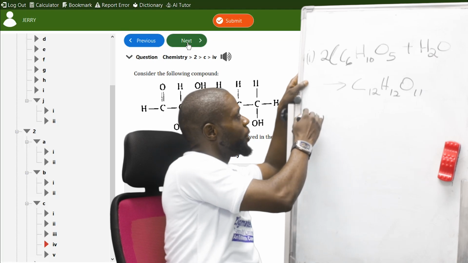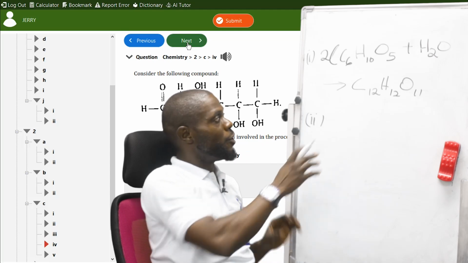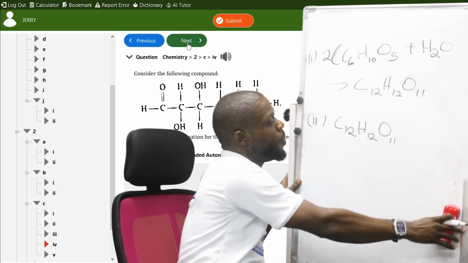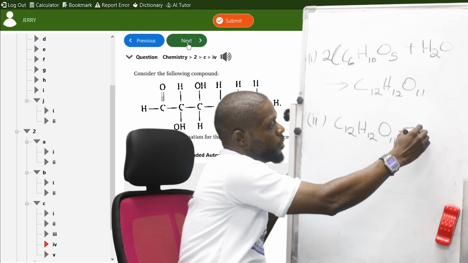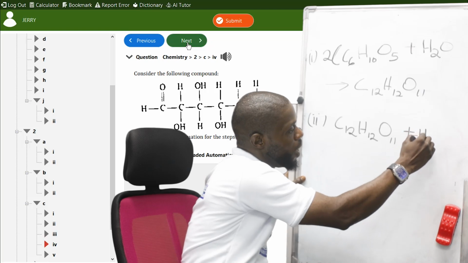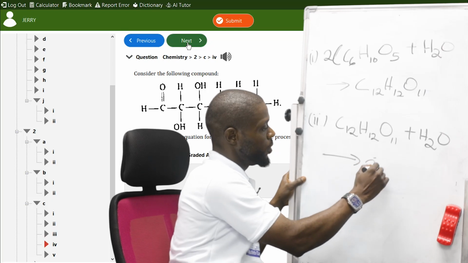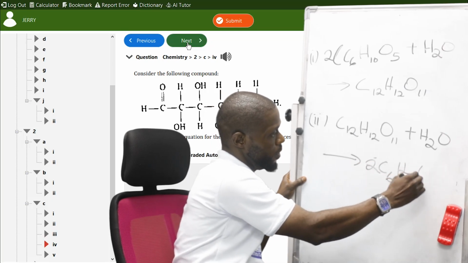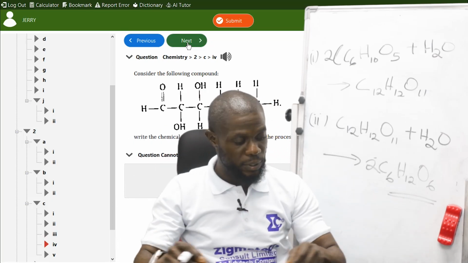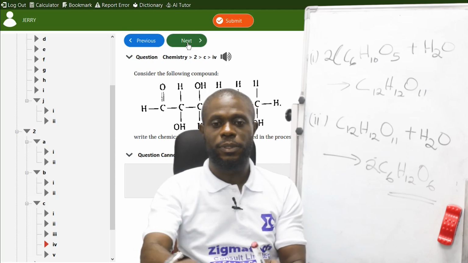Now, the second chemical equation is using the water. Using C12H12O11, what is it going to produce? With water, it's going to give you the glucose. These are the two chemical equations for the two steps in 2-II.